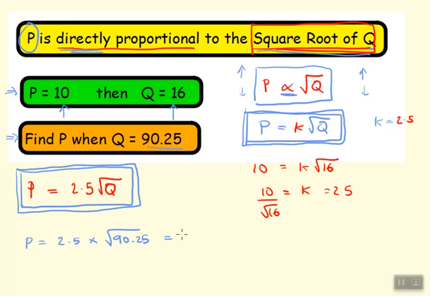And that comes to 23.75. So that's what P is when Q is that, because we have a formula that helps us work out one variable if we know the other one. But that's how you do that particular question. Okay.